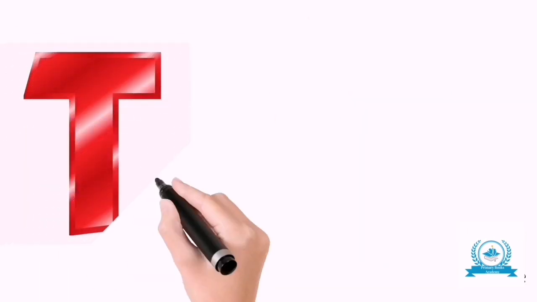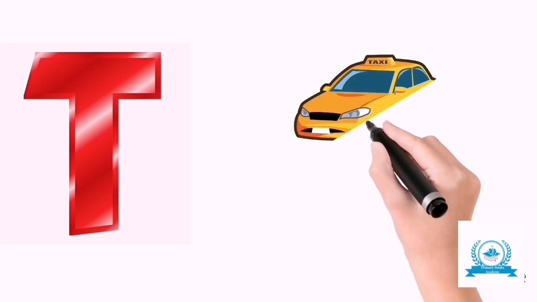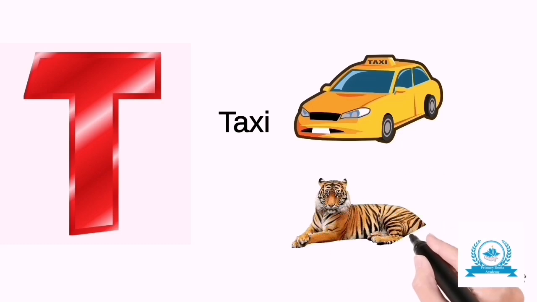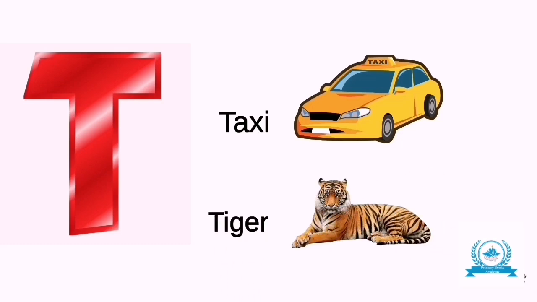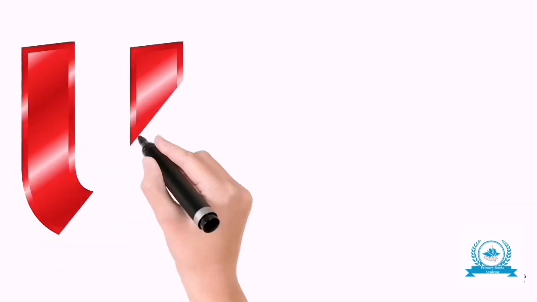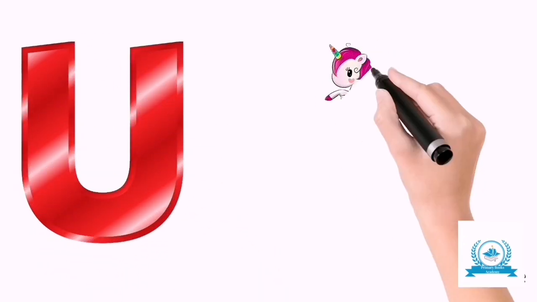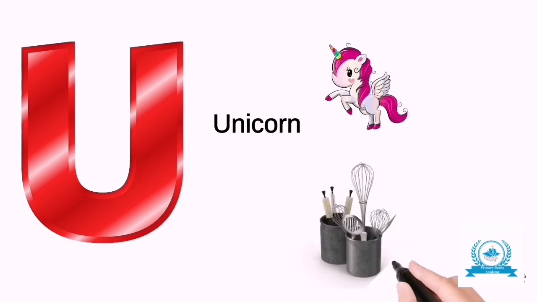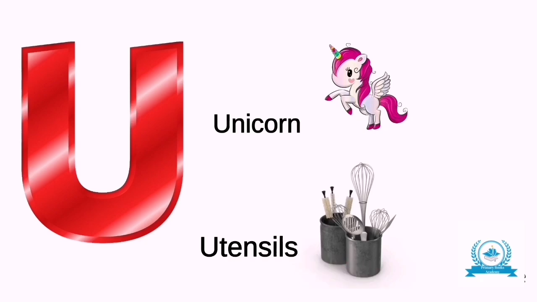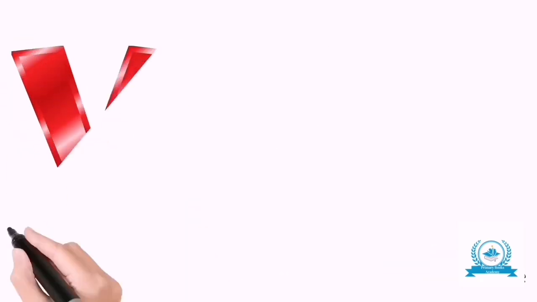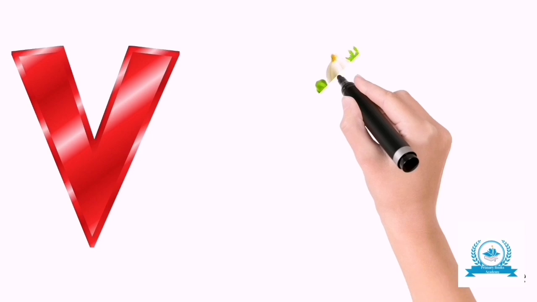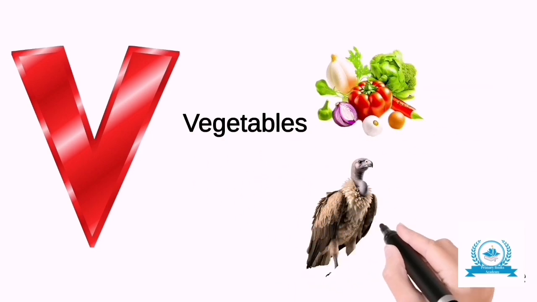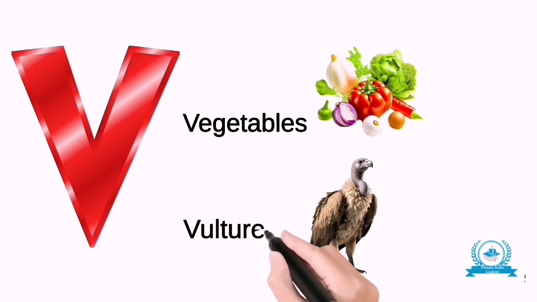T for taxi. T for tiger. U for unicorn. U for utensils. V for vegetables. V for Walter.